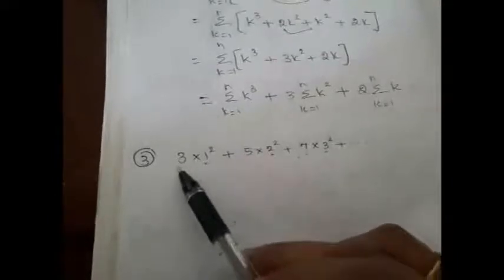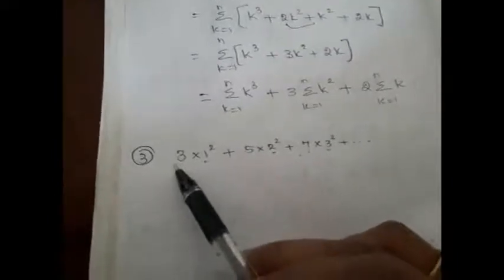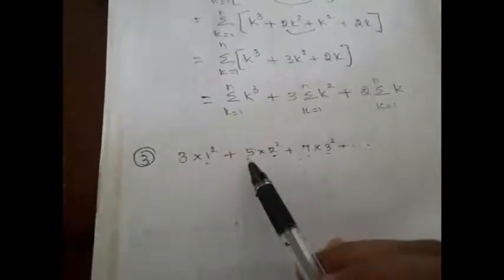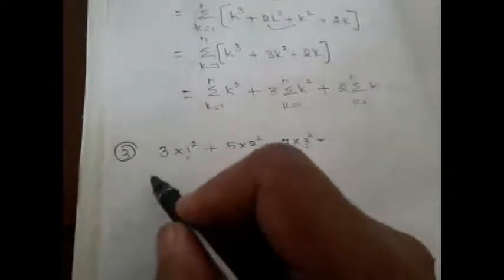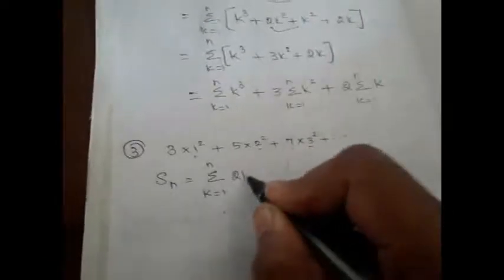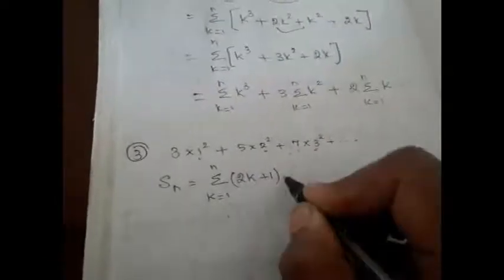If it is 2n plus 1, if I put n equal to 1, what will it be? 2 ones are 2 plus 1, 3 I will get. When n is 2, 2 twos are 4 plus 1, 5 I will get. If I put n equal to 3, 2 threes are 6 plus 1, 7 I will get. So clearly this can be written as summation k equals 1 to n of (2k plus 1) into k square. Hope you understood.